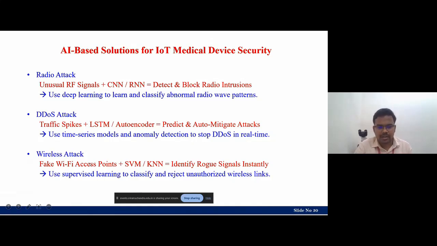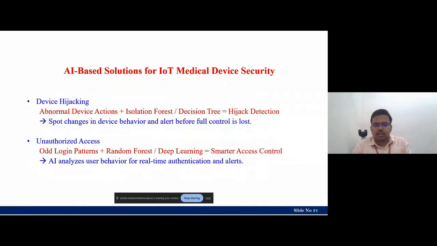The third one is the wireless attack. Wireless attack is nothing but incorporating a rogue Wi-Fi. Wi-Fi is nothing but the access point, a wireless access point. If the particular device is connected to the rogue wireless access point, that is, a fake wireless access point, what will happen? The sensitive data will be leaked to the access point and it will go to the attacker's hand. We can identify that with the help of SVM and KNN, using supervised learning to classify and reject unauthorized wireless links.